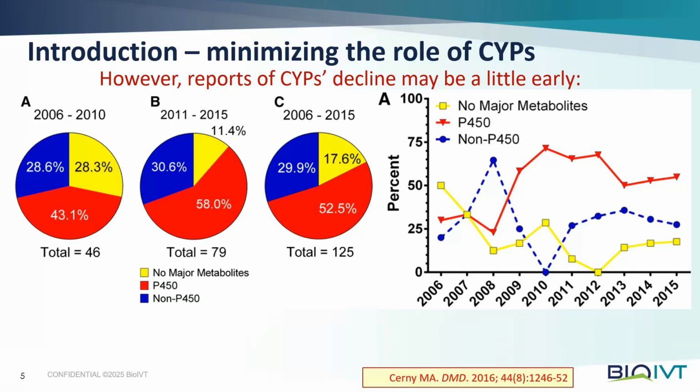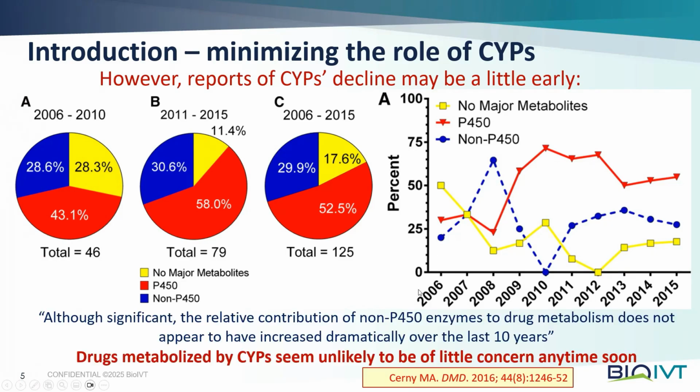And I'll show you a little bit later some of the work that we've done at BioIVT to update that to some extent. And the change is not significant. I do tend to agree that drugs metabolized by CYPs seem unlikely to be of little concern anytime soon. So the author notes that although significant, you can look at the non-CYP enzymes, so about 30% between those periods. And drugs metabolized by CYPs seem unlikely to be of little concern anytime soon.